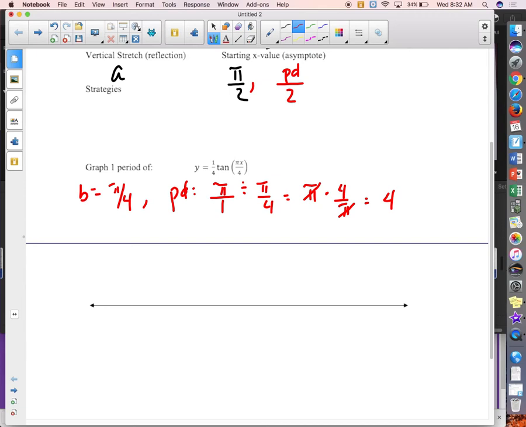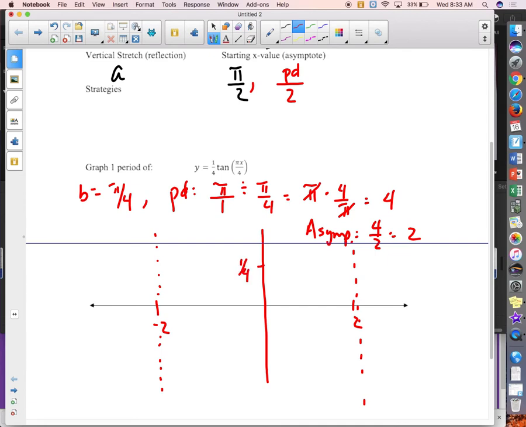Now, when I cut that in half for the asymptotes, I get 2. So on my graph, I'm going to have a -2 for one side and a 2 on the other. And these are going to be my vertical asymptotes. Second, I have a 1/4 here. The 1/4 means that my y value is going to be 1/4 and -1/4.